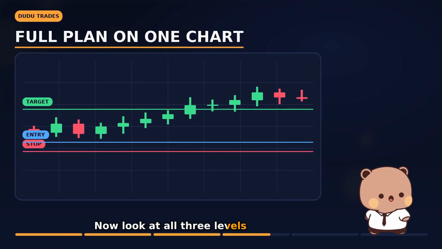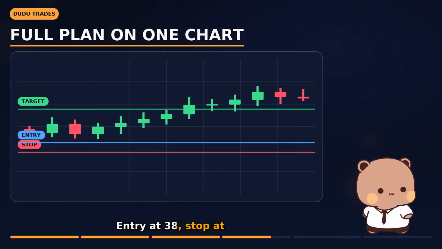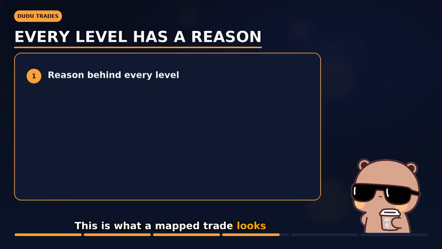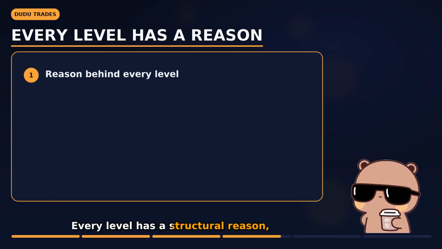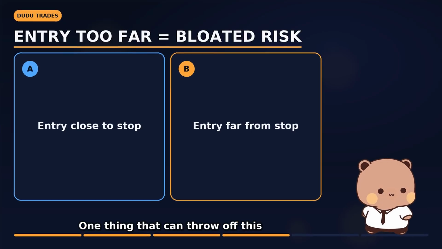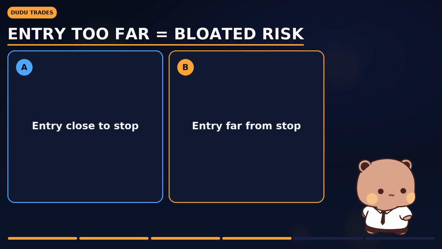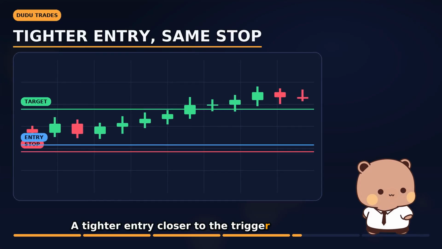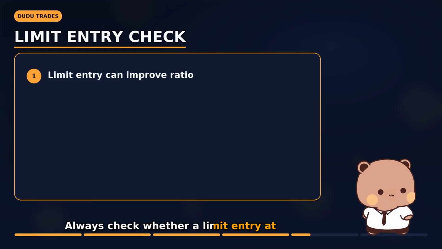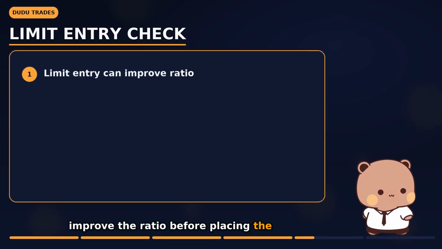Now look at all 3 levels together on the hypothetical chart. Entry at 38, stop at 31, target at 63. This is what a map trade looks like. Every level has a structural reason, not just a feeling. One thing that can throw off this process is placing the entry too far from the stop, which inflates your risk. A tighter entry closer to the trigger candle may reduce risk without moving the stop. Always check whether a limit entry at the trigger candle close could improve the ratio before placing the trade.